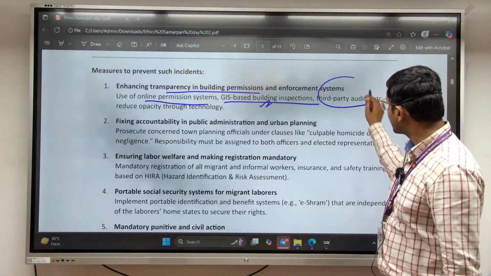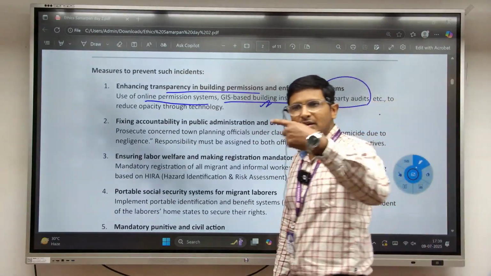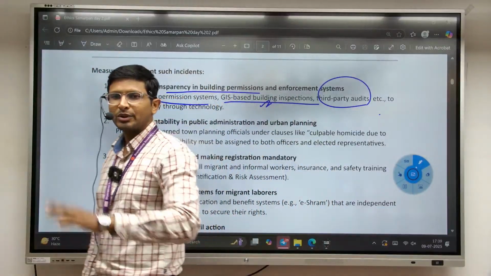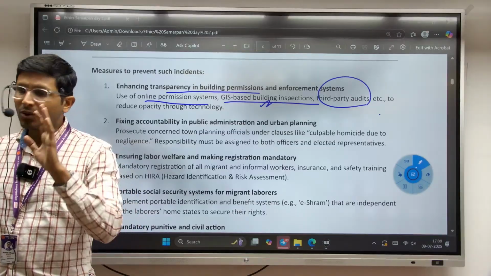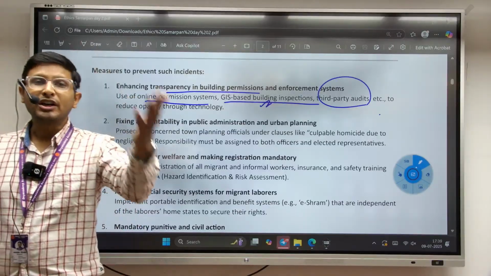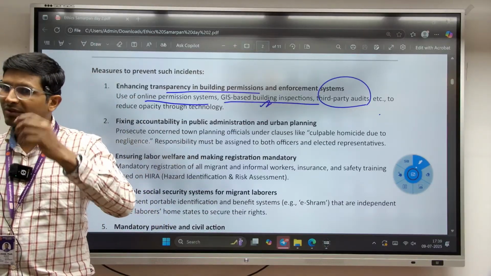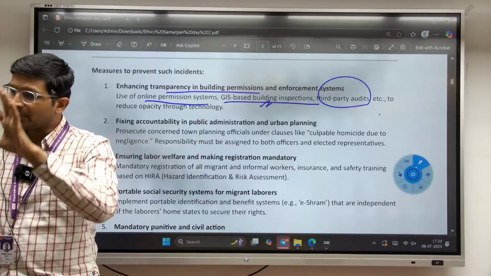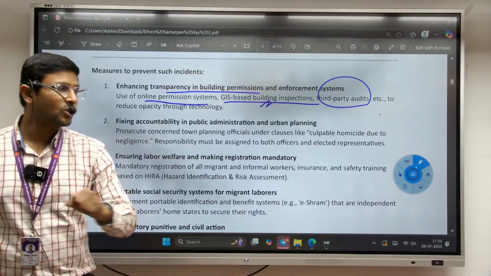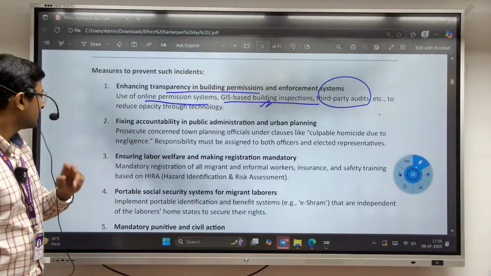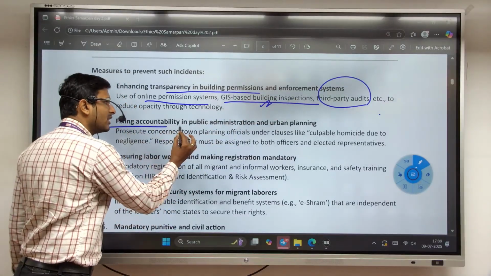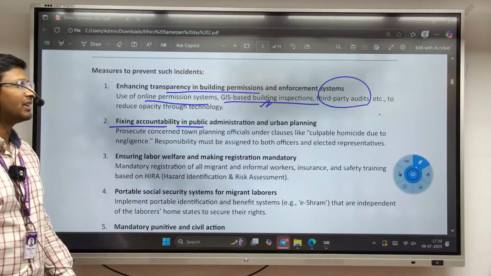Third party audit karao. Whatever permits have been given by the government, उसकी auditing होनी चाहिए, permit सही से दिए हैं नहीं दिए, proper procedure follow किए नहीं किए, और whatever the result of giving the permit, whether the rules and regulations are properly followed or not, उसका भी properly audit होना चाहिए, third party audit. Okay. Second, fixing accountability in public administration and urban planning.